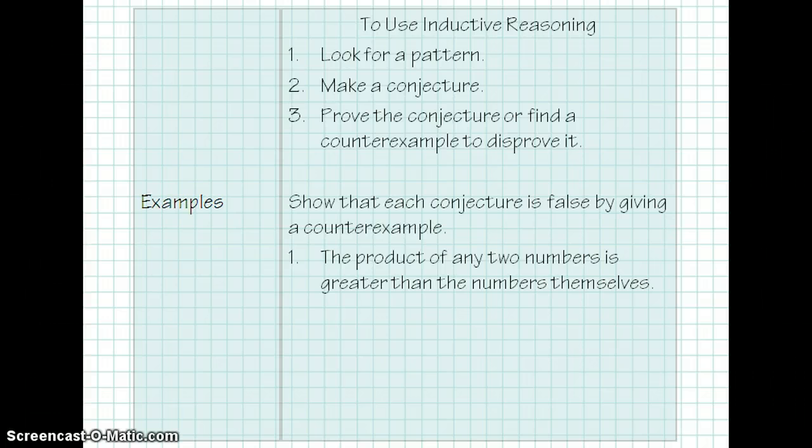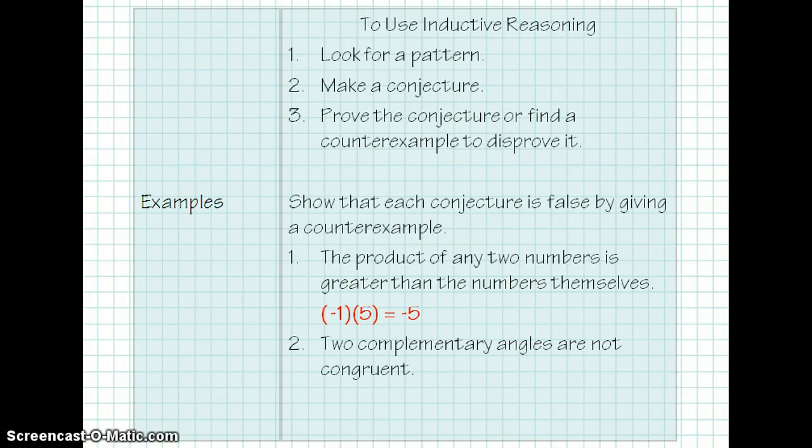Well, one example might be 0 times some number. 0 times anything is 0, which is definitely not greater than the numbers themselves. Another example might be 1 times something, because again, you get a number that's not greater than the numbers themselves. We can also pull in negative numbers here. So negative 1 times 5, for example, is negative 5, which is definitely not bigger than negative 1 or 5.